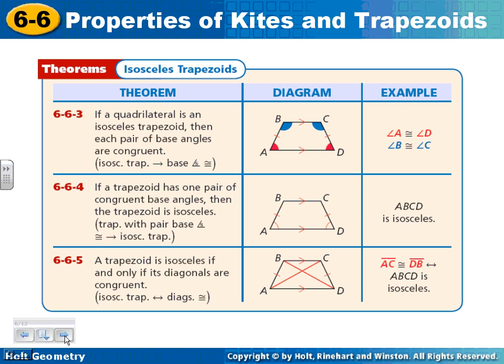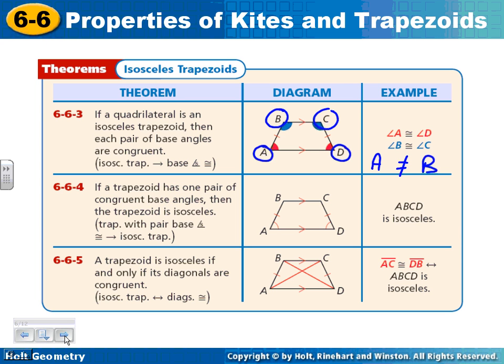Here are some theorems dealing with isosceles trapezoids. Theorem 6-6-3 reads, if a quadrilateral is an isosceles trapezoid, then each pair of base angles are congruent. In other words, angle A and angle D are equal, but also angle B and angle C are equal to each other. Now don't confuse that with A and B. A and B would not be congruent. It's just A and D, just the two at the bottom, and then B and C, the two at the top.